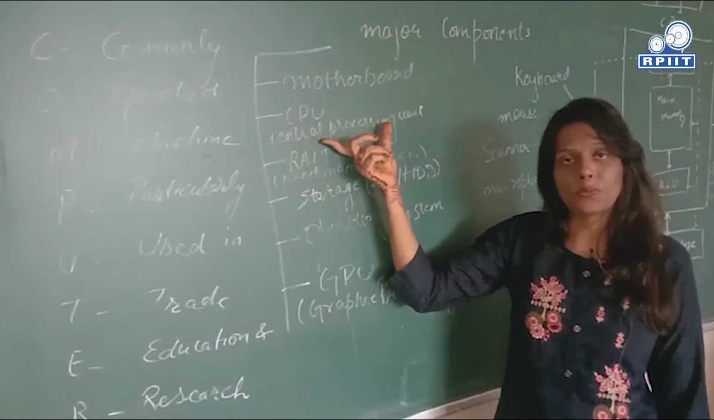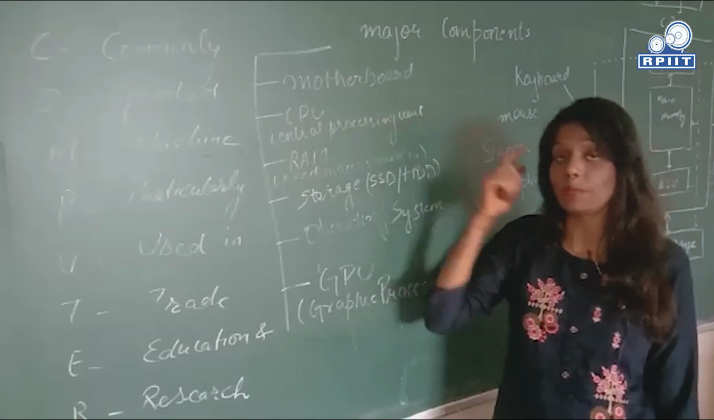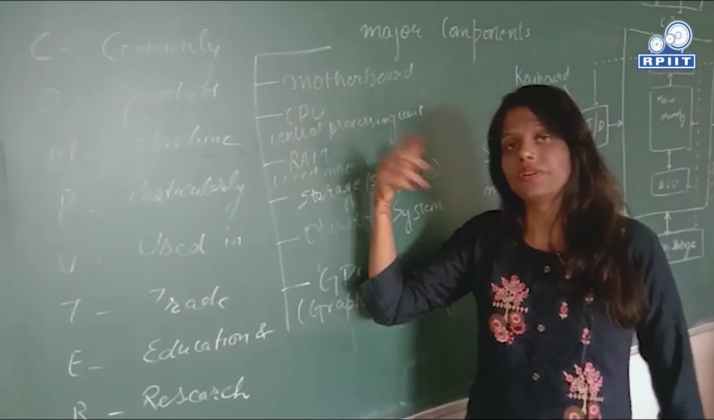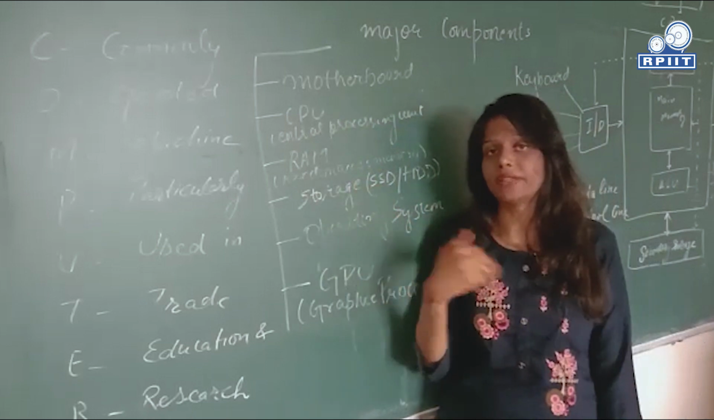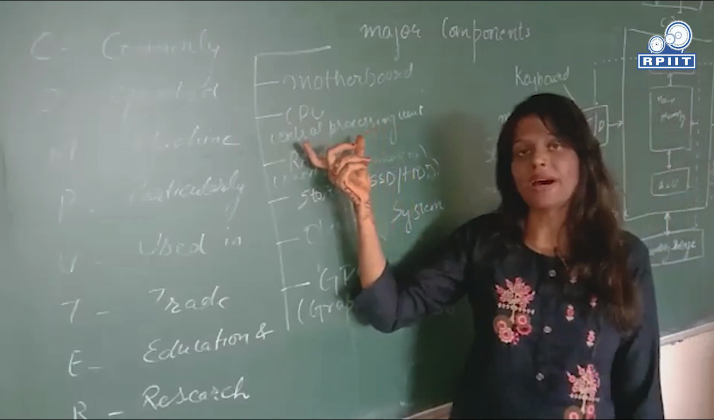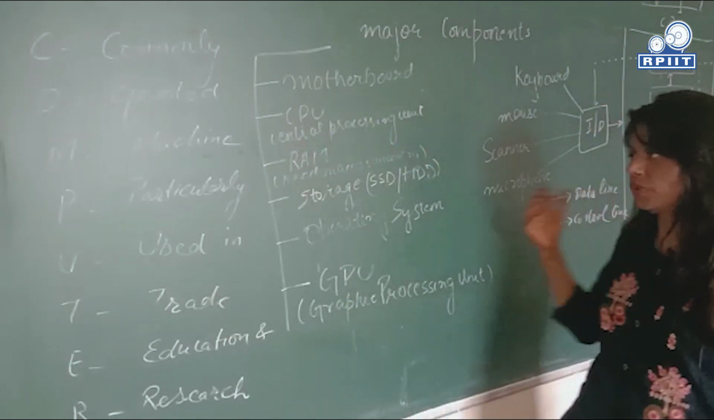The next is the CPU, Central Processing Unit. Now, what is the Central Processing Unit? It is the brain of the computer. The Central Processing Unit is used to carry out the different instructions given by the user to the computer. That is all done by the CPU, which I will explain in the block diagram of the computer.